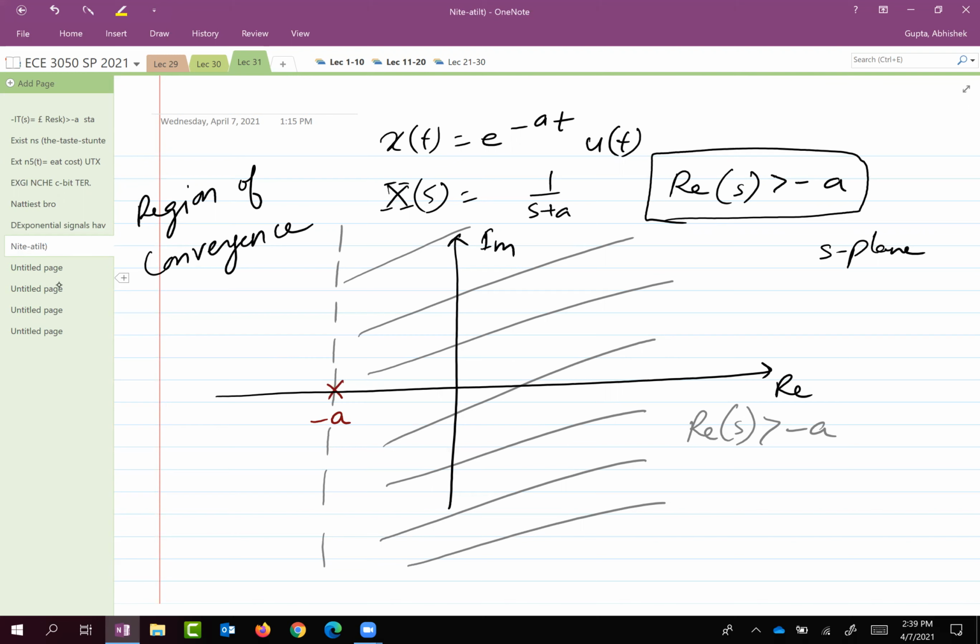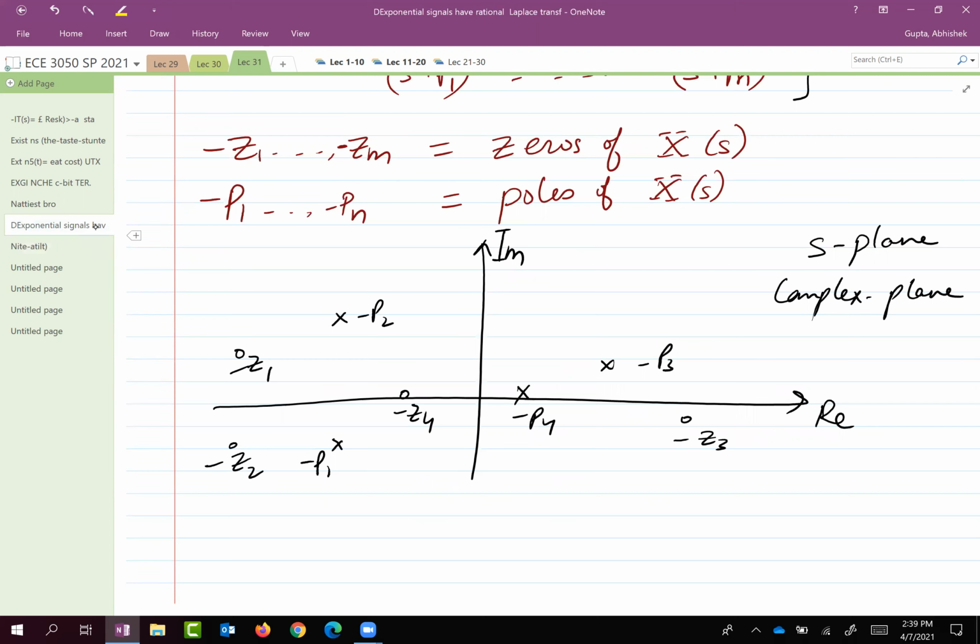Sorry, I have a quick question. On the previous example, when you had the rational Laplace, would the region of convergence here be greater than negative p3?